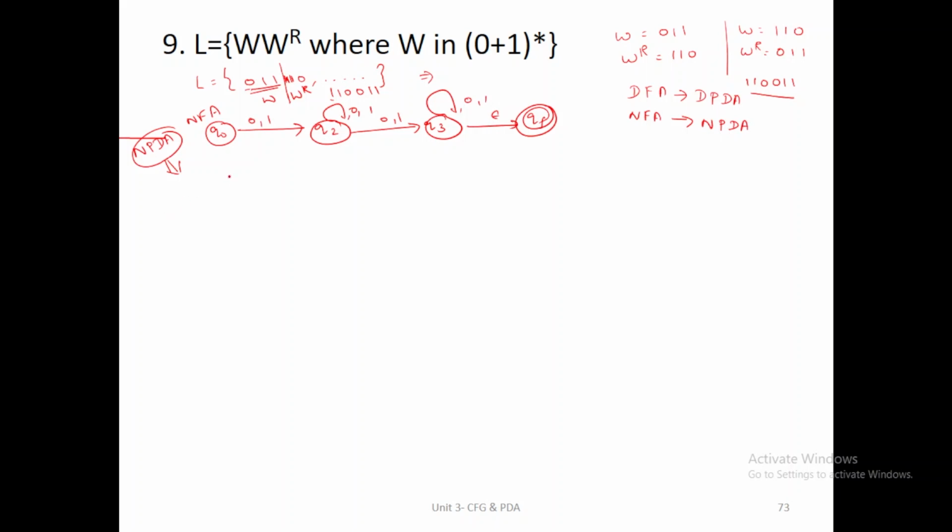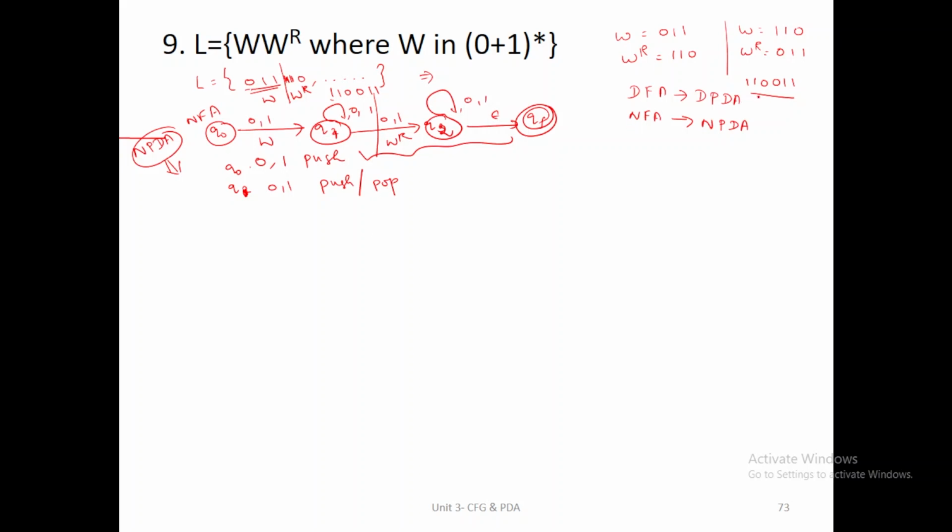Okay, then we go to the procedure. If it is 0 or 1, you should use the push operation with the Q0 state. Then after that Q1, Q2. So Q0, Q1, Q2, this is the generalized notation. For Q1, if you read 0 or 1, either a push operation is done. Up to this point it is W, then from this onwards it is WR. For WR, you should pop that value from the stack.